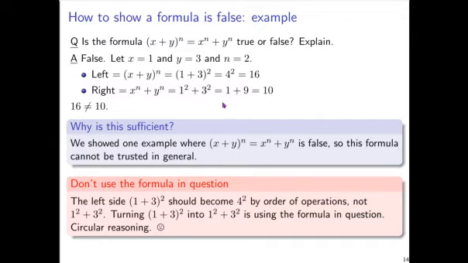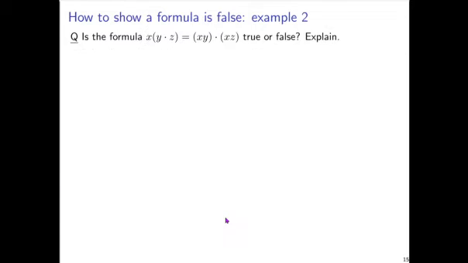Now, here's the thing. I want to make sense of this phrase that you saw just a moment ago. Don't use the formula in question. So up here in the question is this formula. You don't want to use this in your argument because that would be circular reasoning. So when you have the left side, which right here is 1 plus 3 in parentheses to the second power, that should become 4 squared by the order of operations. Don't turn this into 1 squared plus 3 squared. Turning 1 plus 3 quantity squared into 1 squared plus 3 squared, that's using this formula. Right now we're trying to talk about, is this a valid thing to do in the first place? And in the process of trying to talk about whether this is valid to do or not, we don't want to apply that process. That would be circular reasoning.